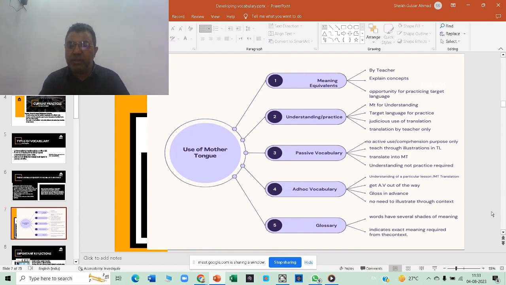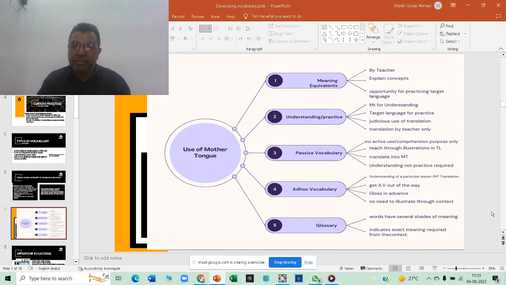एक ही अल्फाज के 10-10, 20-20, 30-30, 40-40, 50, 60, 70 मीनिंग्स होते हैं. तो ग्लोसरी का क्या मतलब है फिर? It indicates exact meaning required from the context. कॉन्टेक्स्ट में, लेसन में, उस पर्टिकुलर स्टोरी में, उस पर्टिकुलर फिक्शन में, उस नॉवल में, उस ड्रामा में, उस पोइम में, उस वर्ड का क्या मीनिंग है. बस ग्लोसरी का यही काम है कि ये within the context आपको वो मीनिंग देता है. ये कोई और मीनिंग नहीं देगा.